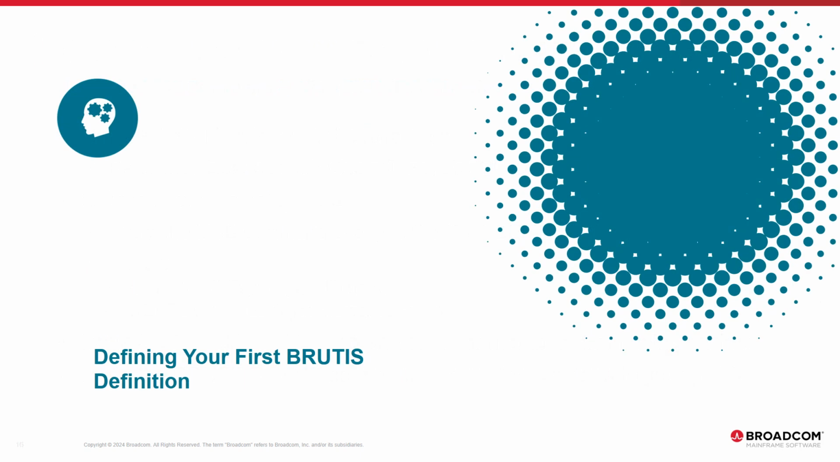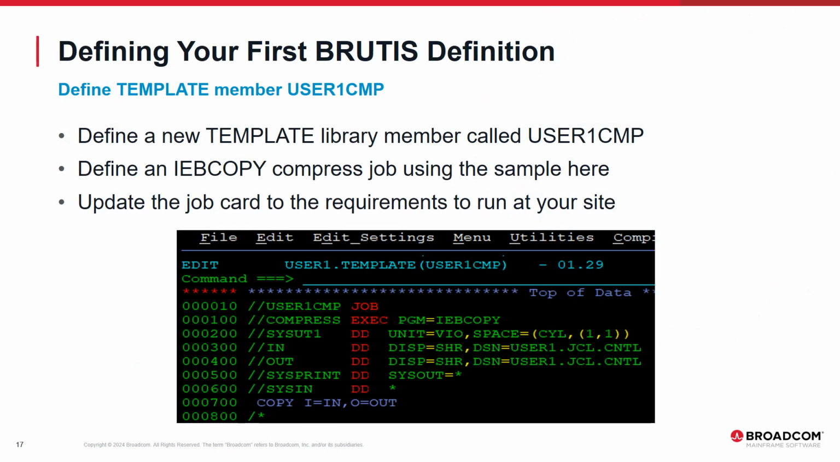Next, let's get into the actual BRUTIS work. There are several use cases for jobs in BRUTIS, but we will start with a very simple one, executing a fixed batch job that requires no input changes. Edit the template library that you created earlier and add member user1cmp. You can come up with your own naming convention, but for now, use this one.